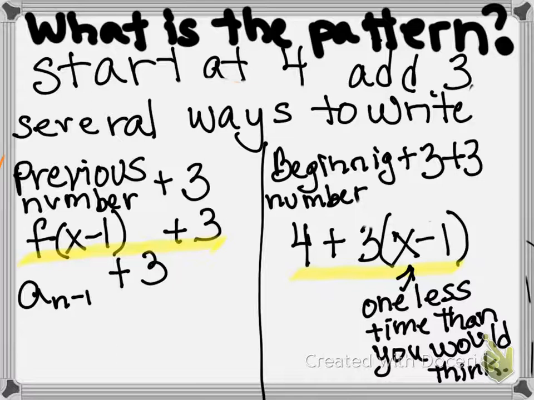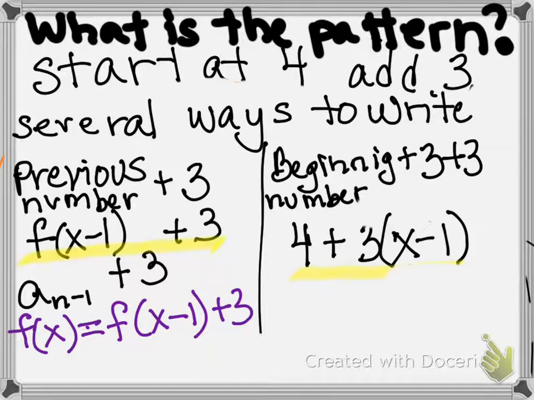Now this looks a little weird, but let's just reason through it for a second. If repeating adding is multiplying, so we're going to say it's multiplying. But where did this minus 1 come from? The first time we only saw 4. That means that we need to have 4 plus 0. And so this x minus 1 shows us that we add 3 one less time than we would think. So that's what our x minus 1 means.